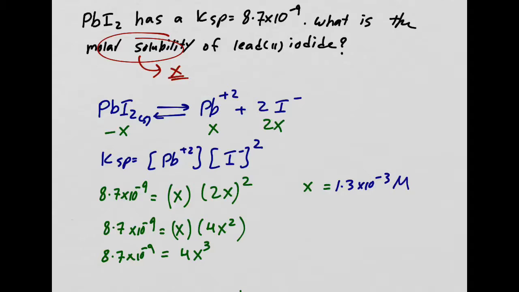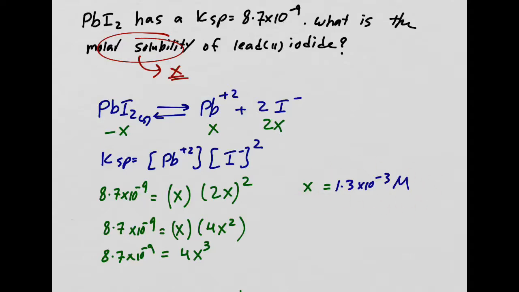This is the maximum amount of lead II iodide that would dissolve. This is the maximum amount that will dissolve, which will make the same amount of Pb²⁺, but for I⁻, it would be double of that. So this is a molar solubility.